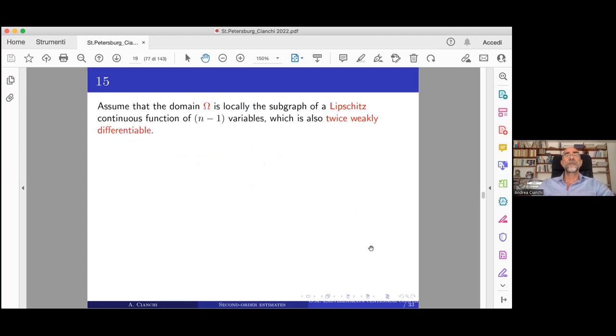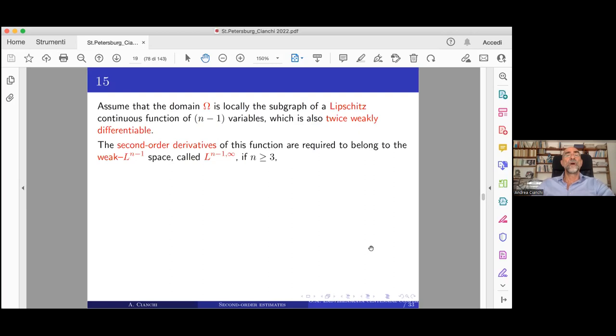Now, the assumptions that we impose are the following. So we start with a domain which is at least a Lipschitz domain, which means that it's locally the subgraph of Lipschitz functions of n minus one variables, as you well know. And we, in addition, ask that this function is at least twice weakly differentiable.